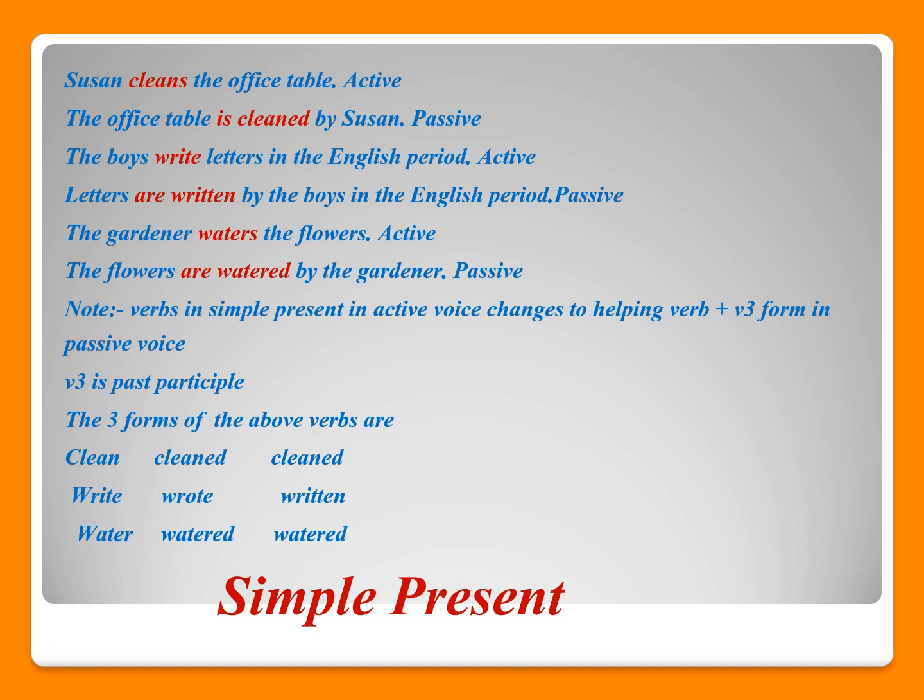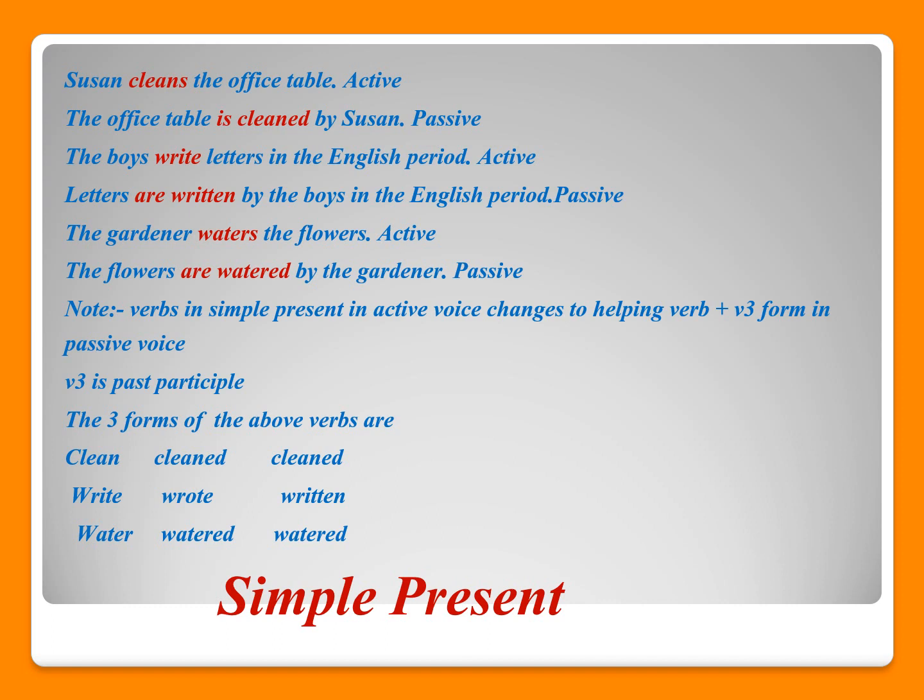Let us see more examples. The boys write letters in the English period. Letters are written by the boys in the English period. The gardener waters the flowers. The flowers are watered by the gardener. We need to see if it is flowers, then flowers are many. That is why we had to add a suitable helping verb, that is are, because flowers are many, so we add are. Watered is the third form.